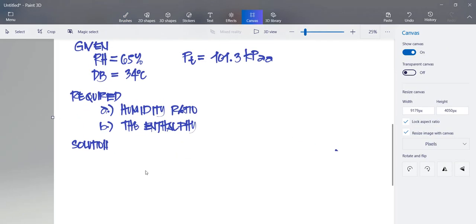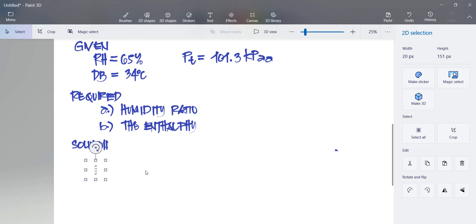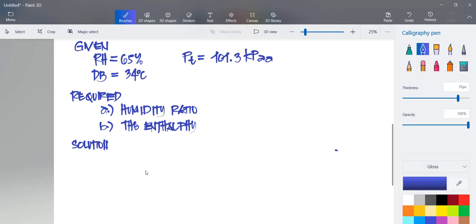So first things first now, class, we need to establish the equation to get the humidity ratio muna, no? So the equation for the humidity ratio, we have your W, humidity ratio, so that will be 0.622 multiplied by the partial pressure of water vapor divided by the total pressure minus the partial pressure. Okay.